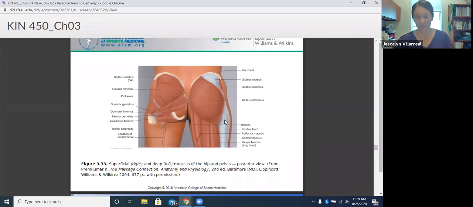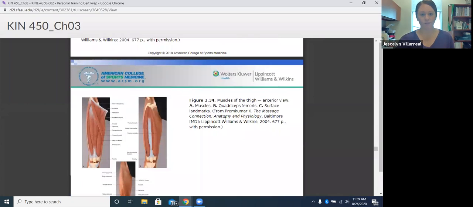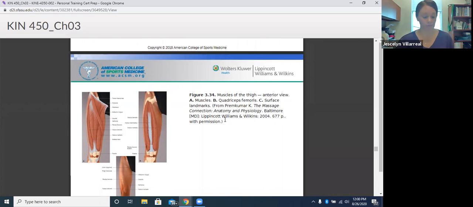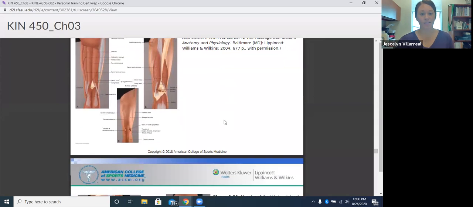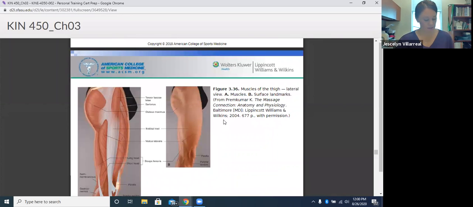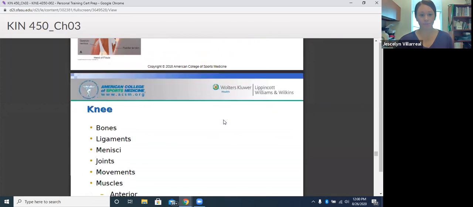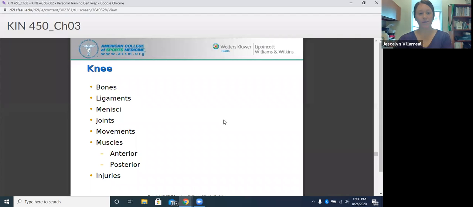Here are the muscles of the hip and pelvis from the posterior view. Muscles of the thigh. And as we work on lower body strengthening, all those planes of motion matter and all muscle groups matter so that you have balance and the knee, hip, and ankle joints are safe. Here are your muscles of the thigh in a posterior view, lateral view, and now we get to the knee.